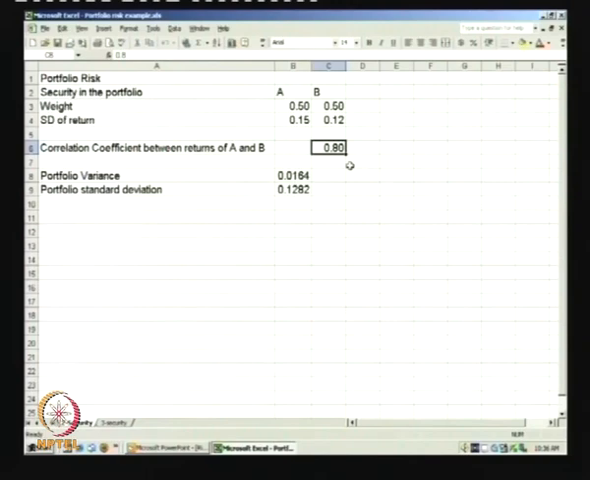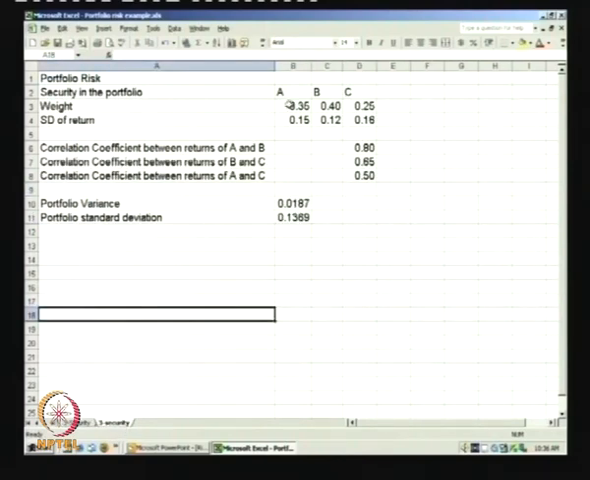0.80 means high positive correlation. As we discussed earlier, low positive correlation reduces the risk, and negative correlation makes it much less risky. So, if one changes it from 0.80 to, let us say, 0.50, the portfolio standard deviation changes from 0.1282 to 0.1172. If somebody makes it minus 0.5, 0.1172 becomes 0.0687. So, what happens is that with less positive correlation the risk of the portfolio comes down, and when it becomes negative the risk of the portfolio becomes much lower.